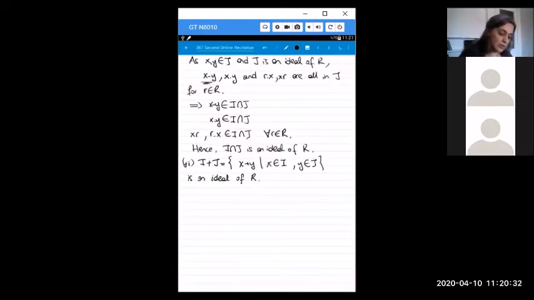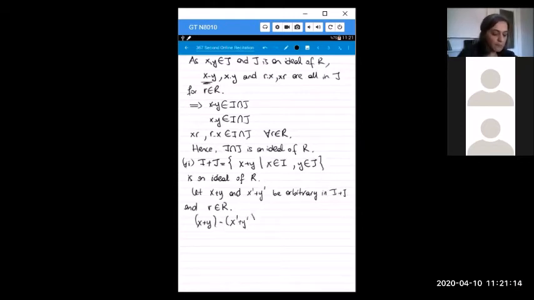So let us take two elements from here, x plus y and x prime plus y prime, arbitrary in I plus J. And let us take one more element, r from R, to be able to show that it is an ideal. First, we are going to show that I plus J is closed under subtraction: x plus y minus x prime plus y prime.